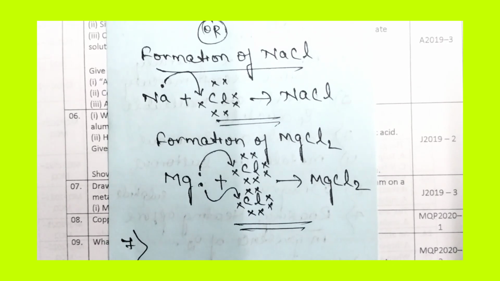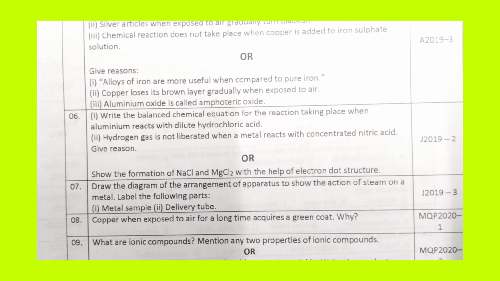So now let us move to the 7th question. In the 7th question, draw the diagram of arrangement of apparatus to show the action of steam on a metal and label the following parts. So it is a diagram question. So 7th question is diagram. Now let us move to the 8th question.